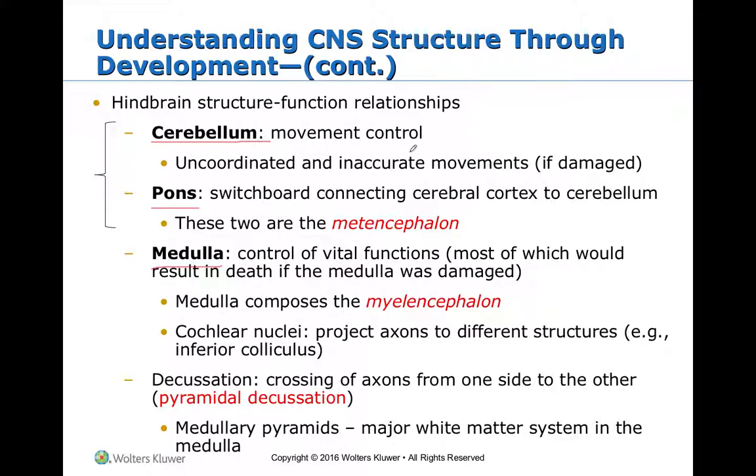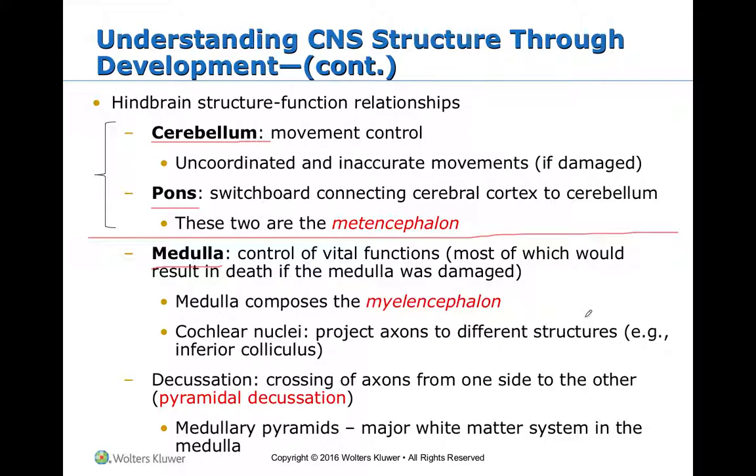The pons acts as a switchboard, helping to connect the cerebral cortex to the cerebellum. And the cerebellum and the pons are again referred to as the metencephalon. So these are the metencephalon. The medulla controls vital functions. So again, most of which would result in death if it was damaged.